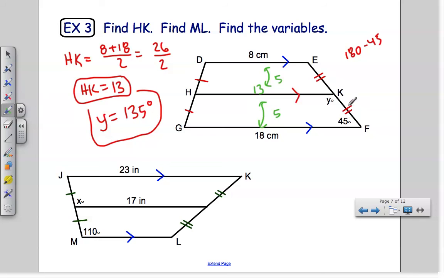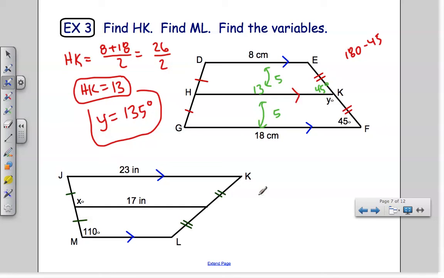The other way to think about that: this would be a corresponding angle with 45 degrees, so that's congruent. And then these two would also have to be supplementary because they're a linear pair and they have to add up to 180. So either way you think about that, Y would be 135 degrees, knowing the mid-segment's parallel to the bases.